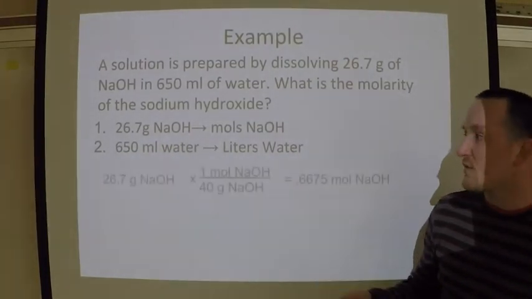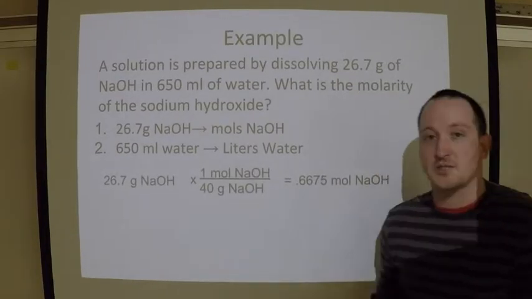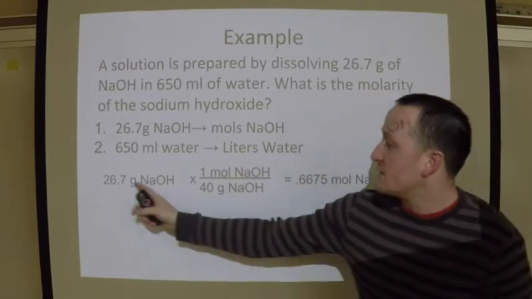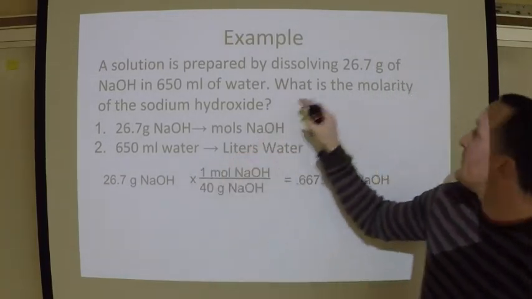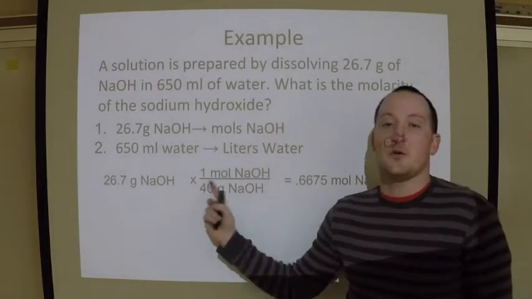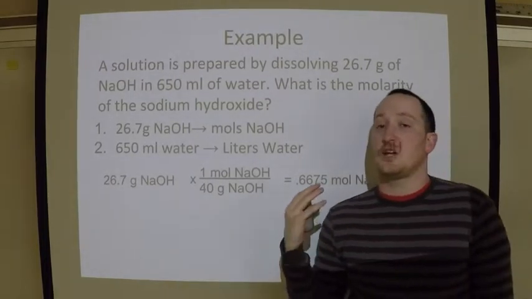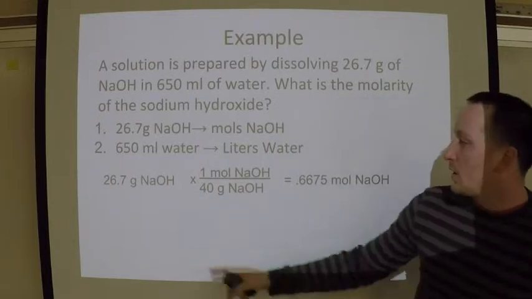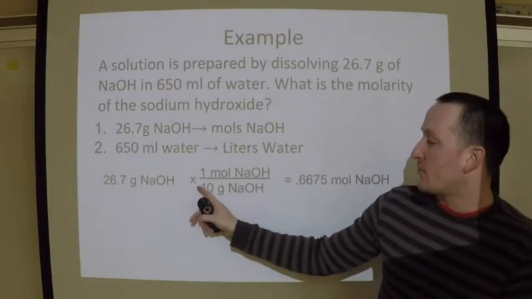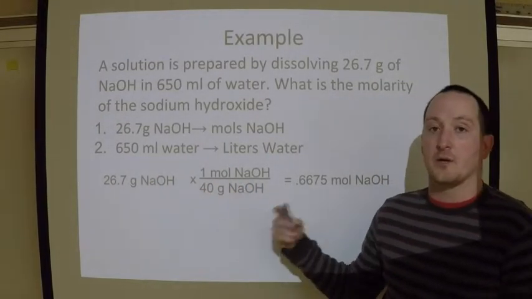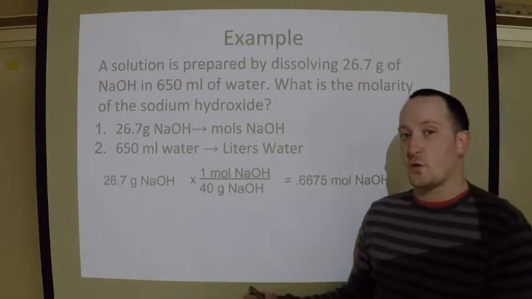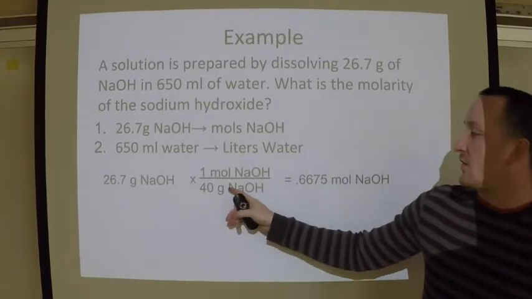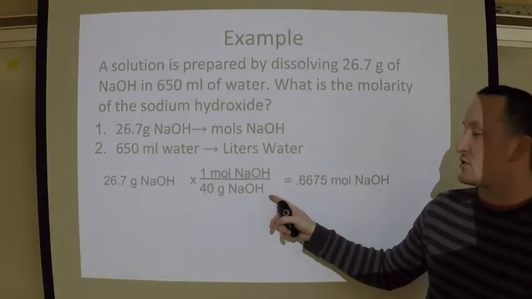First part, this is the dimensional analysis for changing grams of sodium hydroxide to moles. This is how many grams of sodium hydroxide I was given in my problem. What I need to do first is change from grams to moles, so I have to divide by the molar mass, which goes on the bottom here. Sodium hydroxide's molar mass is 40 grams per mole. So I'm going to take 26.7 and divide by the molar mass of sodium hydroxide, which is 40.